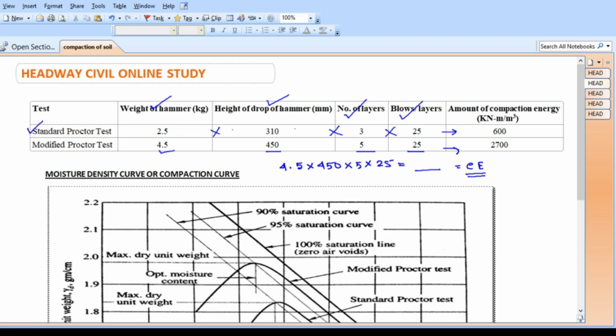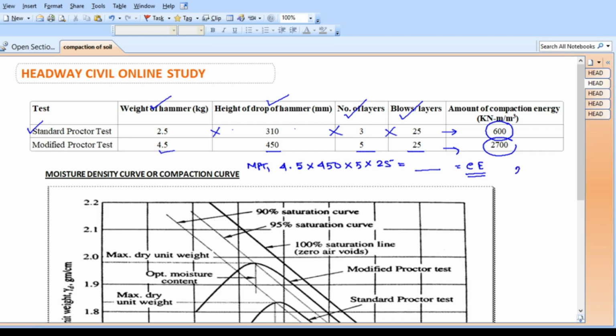The same goes for the standard Proctor test. This is for the modified Proctor test, as you can see. So what we need is the weight of the hammer, the height of the free fall of the hammer, the number of layers, and the blows per layer. The question often comes as, find out the ratio of the compaction energy between the standard Proctor test and modified Proctor test, or modified Proctor test and standard Proctor test. If you remember these values, it's well and good. If you don't, try to remember these values: weight of the hammer, height of drop, layers and blows. You should remember these values.